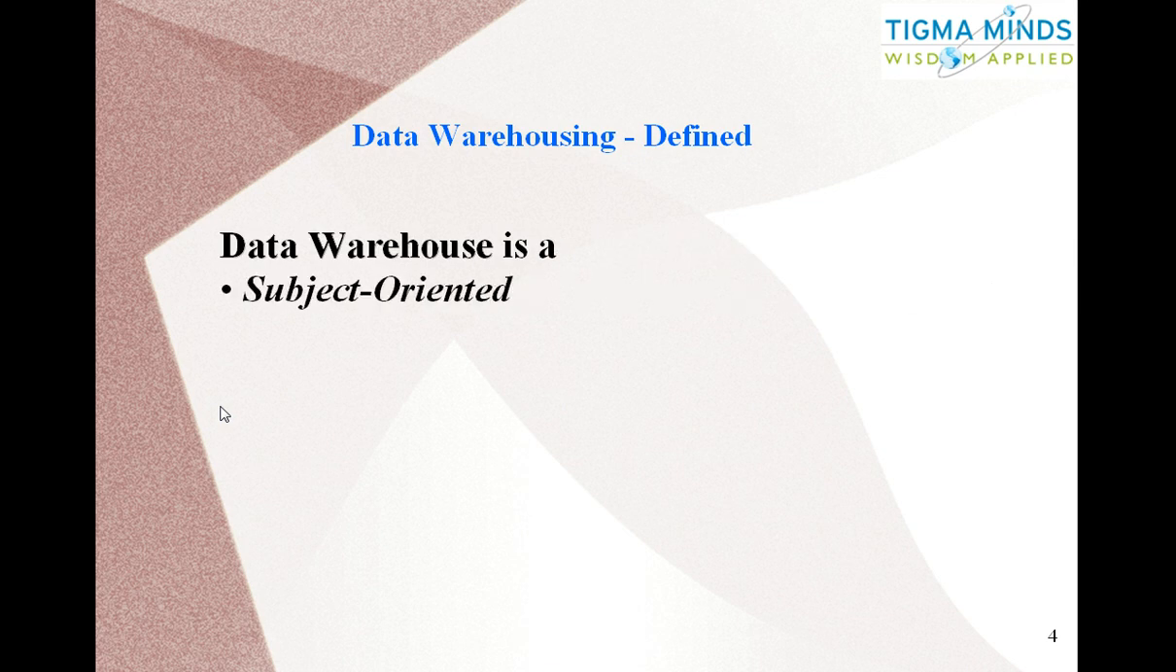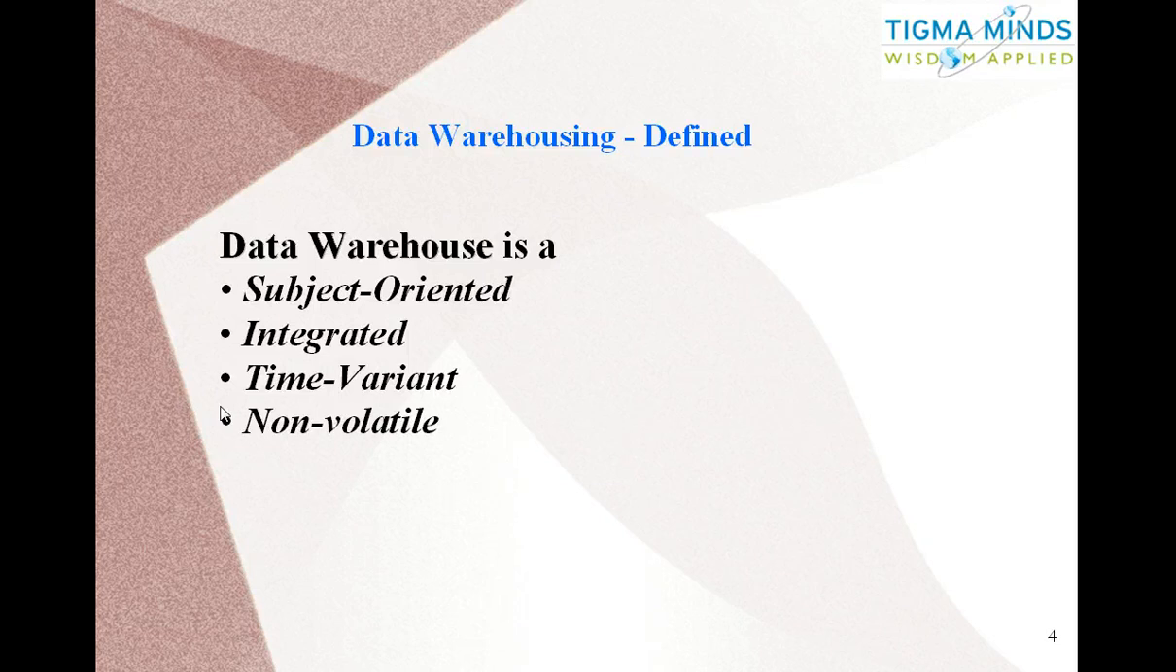Data warehousing is a warehouse for data which is subject oriented, integrated, time variant, which will vary according to the time, and non-volatile. I will tell you the exact meaning of these terms. Let me take the example of these four things.